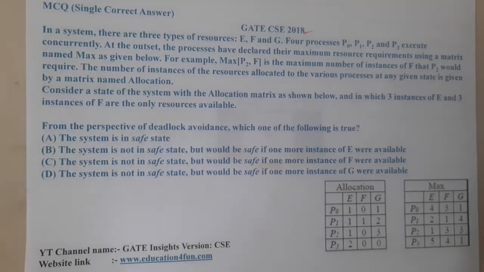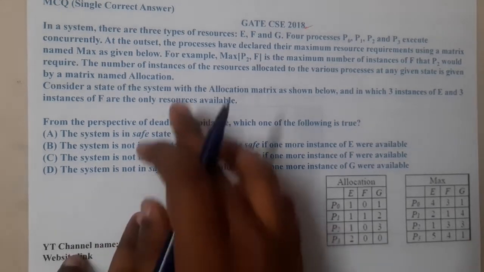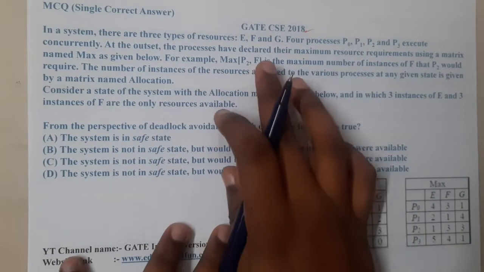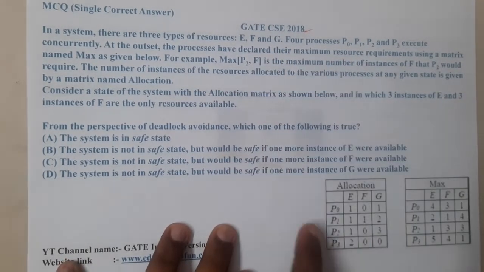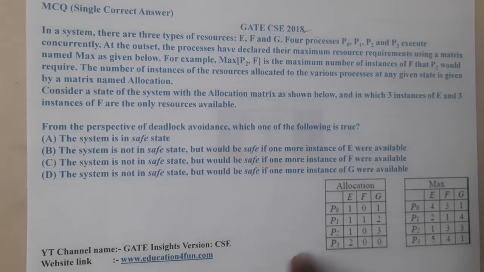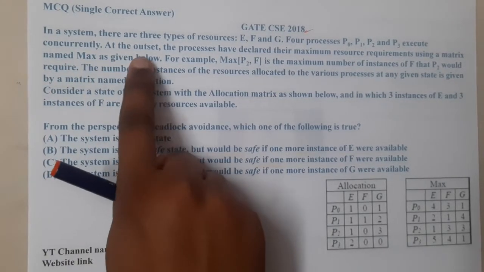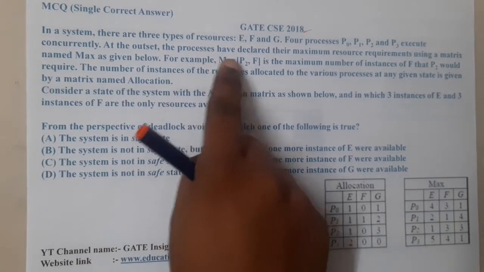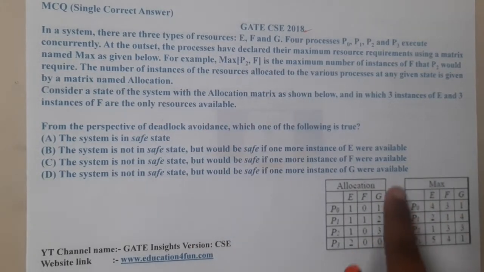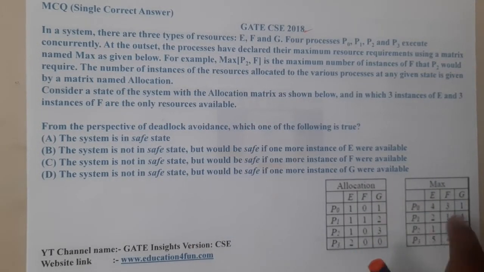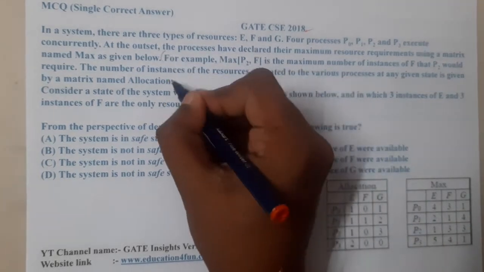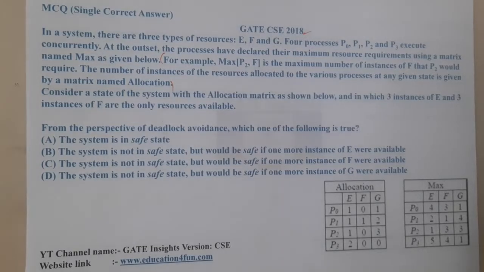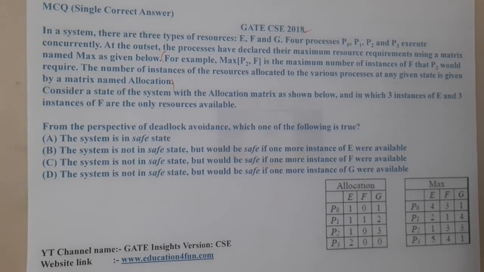The given question is: in a system there are three types of resources, E, F and G, and there are four processes, P0, P1, P2, P3, that execute concurrently. At the outset, the processes have declared their maximum resource required in a matrix. So we already know how it is applied, right? They gave even an example, guys. Whenever you are seeing bigger questions, please understand that they will explain everything in those questions. They will be really easy, right?